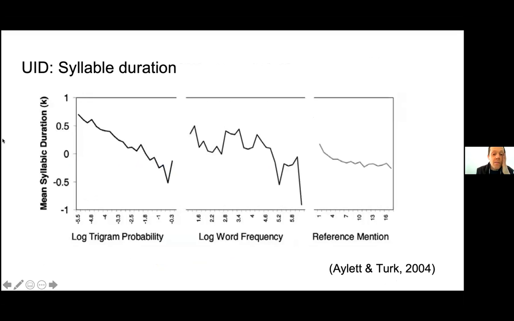Here they are measuring predictability in three ways and plotting syllabic duration against those measures of predictability. So first is probabilities at the level of trigrams, so triples of syllables. Second, looking at words and looking at word frequency. So the idea being that more frequent words ought to be uttered faster because they're more expected. And then this third panel on the right here is about reference mentions.